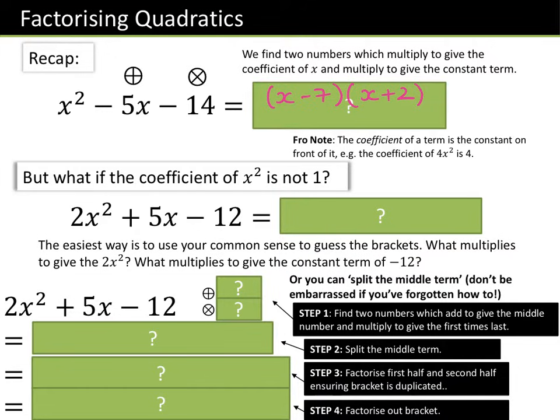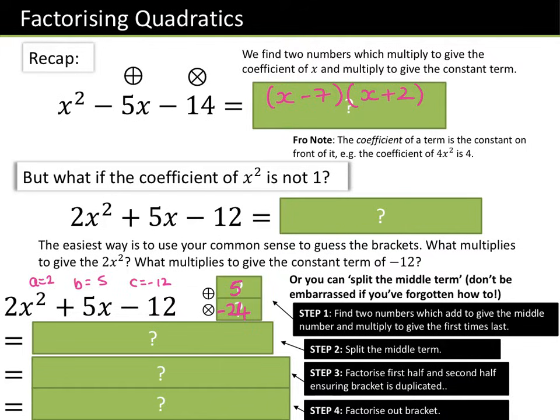So the AC method is, in fact, we have our 2x squared, so our A equals 2, our B equals 5, and our C in this case is minus 12. So we need to find two numbers which add together to give us B, but they multiply to give us AC, and A times C is minus 24. So they need to add to give us 5, but multiply to give us minus 24. The first two numbers that come to my mind are 8 and negative 3.